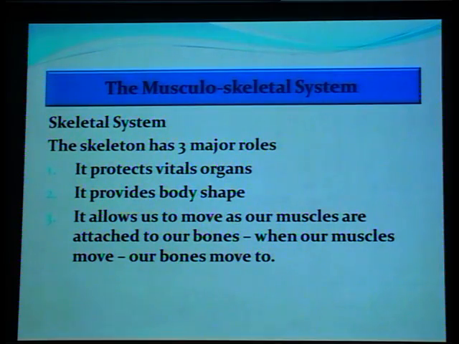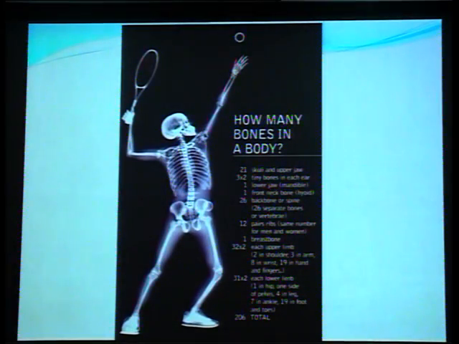Whereas the skeletal system protects vital organs, it provides a shape to the body, and it allows us to move, with muscles attached to the bones. When our muscles move, our bones also move. So this is the musculoskeletal system that we are talking of. These are the number of bones that we have in the body. 21 in the skull and upper jaw, 3 tiny ones. So this is the description. Totally we have in all 206 bones.